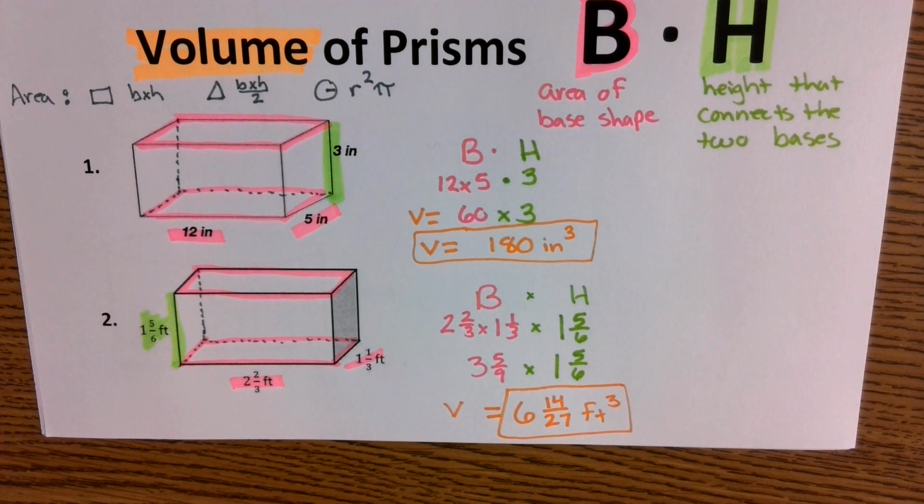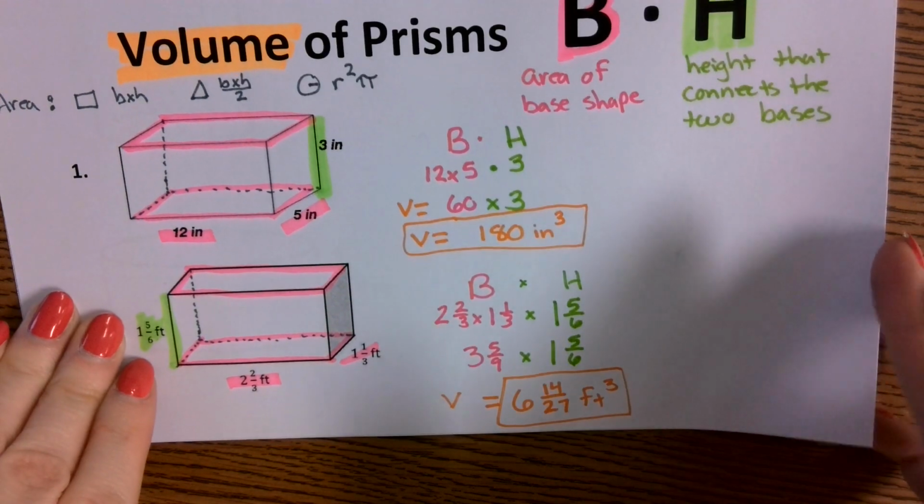So I know last class people were saying, well, can't I just do length times width times height? That's volume, and it is. Technically for a box, length times width times height is volume. But are all prisms a box? No. Not all prisms are a box. If you flip your paper over, we also have triangular prisms and cylinders, right?